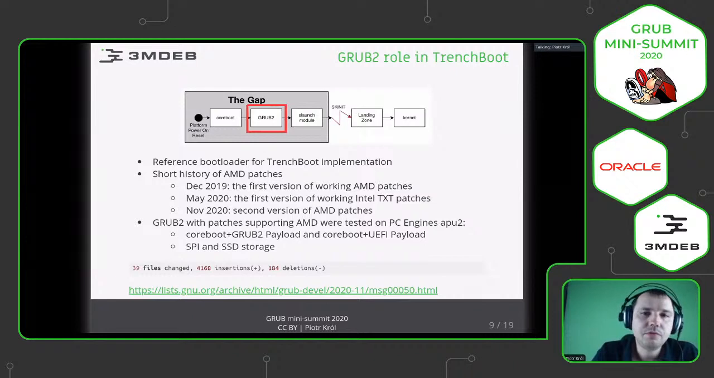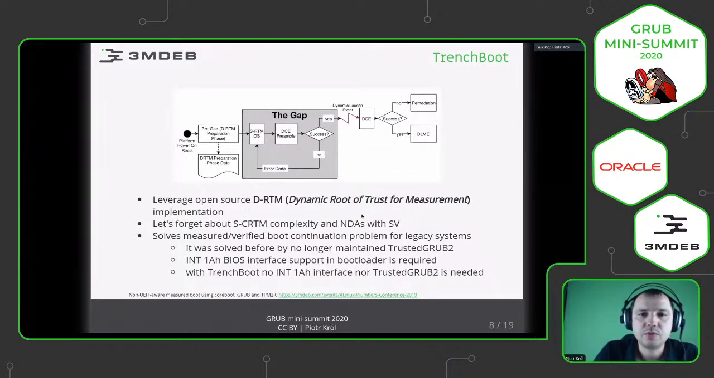So what's the role of GRUB here? Maybe let's jump back to the previous slide. First of all, GRUB prepares the environment for calling this special instruction. So it has to prepare this environment, and then through its modules helps run this dynamic launch event in the correct way.